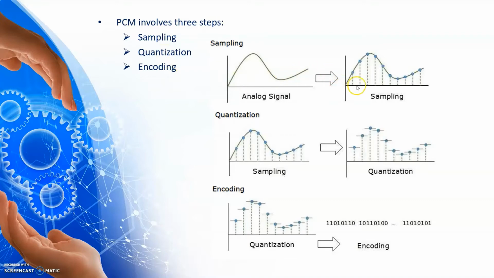So the sampling process is just where a sample of the analog signal will be taken for a specific time. This is the sampling process. And then quantization is actually the rounding off of the value, and then encoding converts the value into a binary number. We'll go through these three steps one by one.